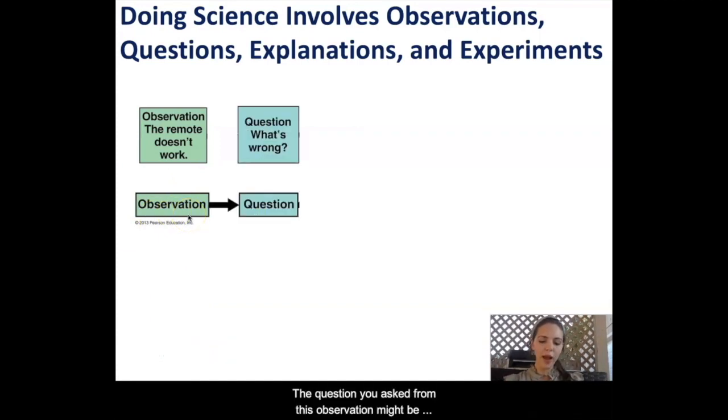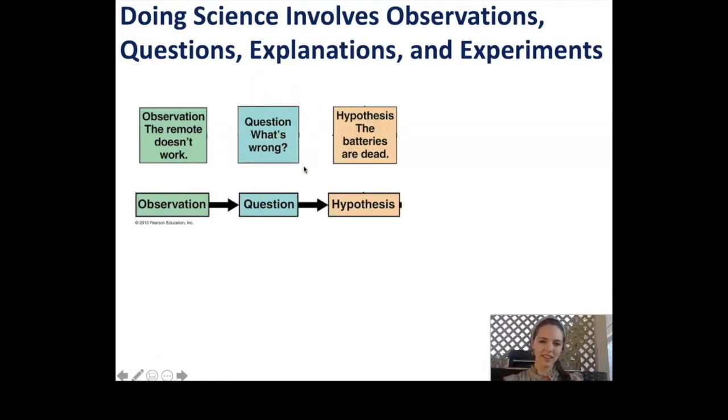The question you ask from this observation might be, what's wrong with the remote? Then you make some hypothesis for your question. In this case, you think maybe the batteries are dead.